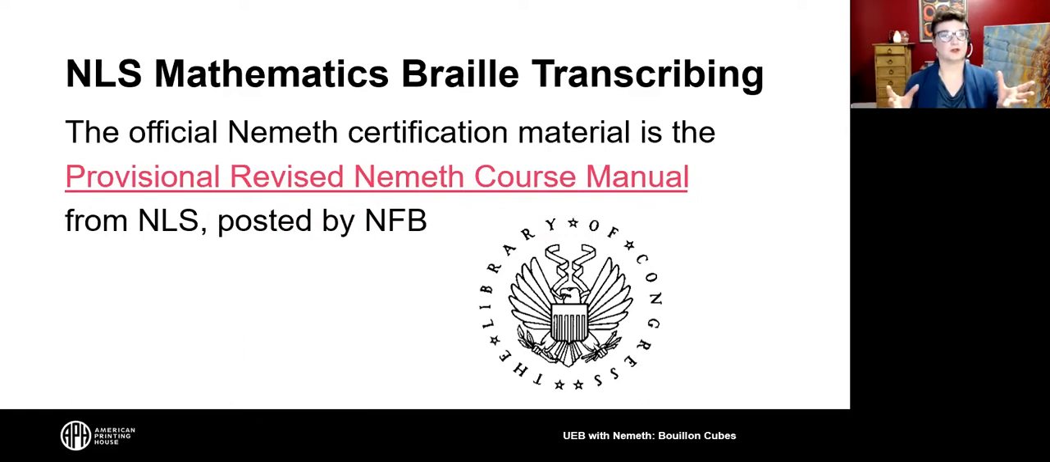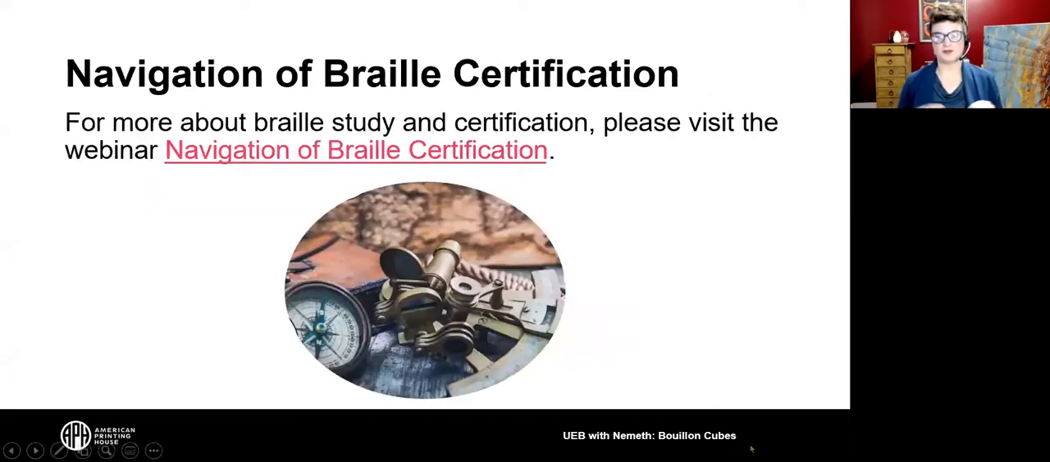Right now, that course is provisional because the updated Nemeth Code, which presents the Nemeth Code in a UEB with Nemeth environment, has not been published. The code book has not been published yet, so the course manual cannot be active. You can't get this particular certification yet, but the instructional materials are there, available on NFB's website in PDFs and BRFs.